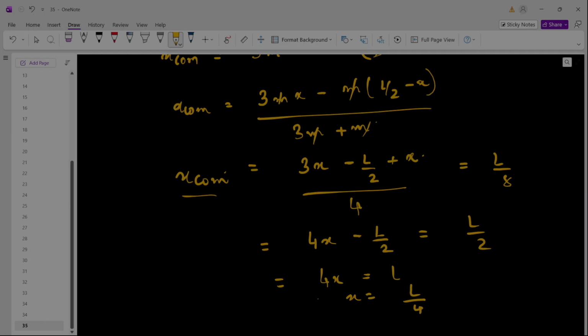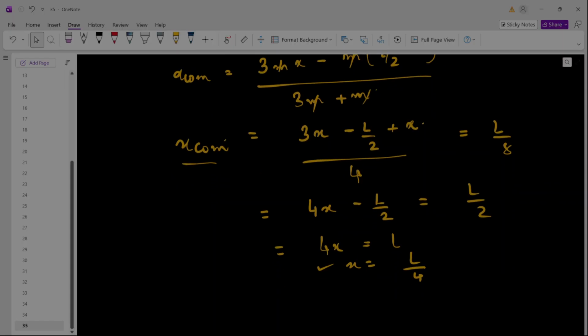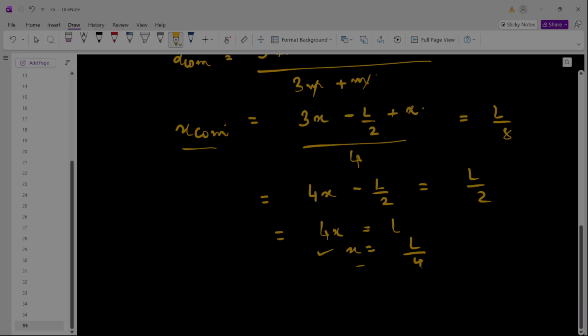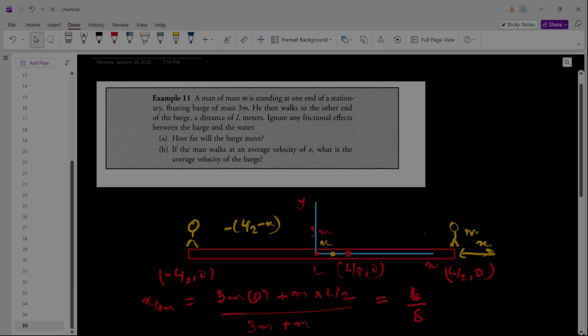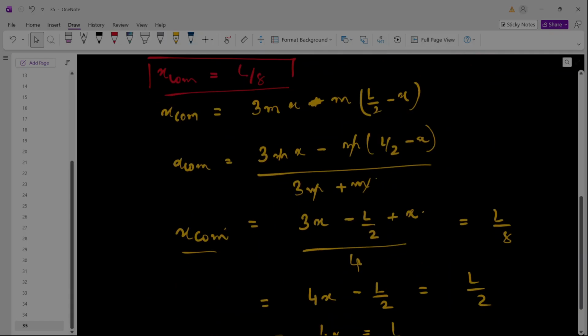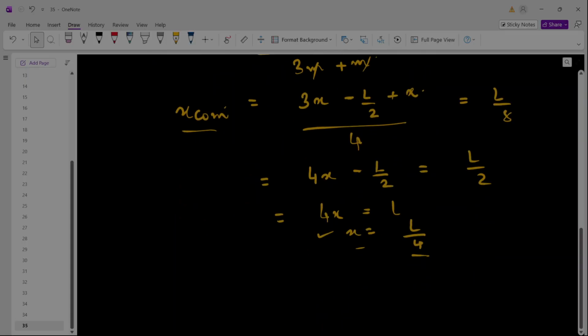Right? So now as that man moves from right to left, the barge will move a distance x left to right, right? And that's the value of x, right? And this is the answer of the first question, right? How far will the barge move, right? So the barge moved by a distance x, and that distance is L divided by 4. So this is the answer for A.